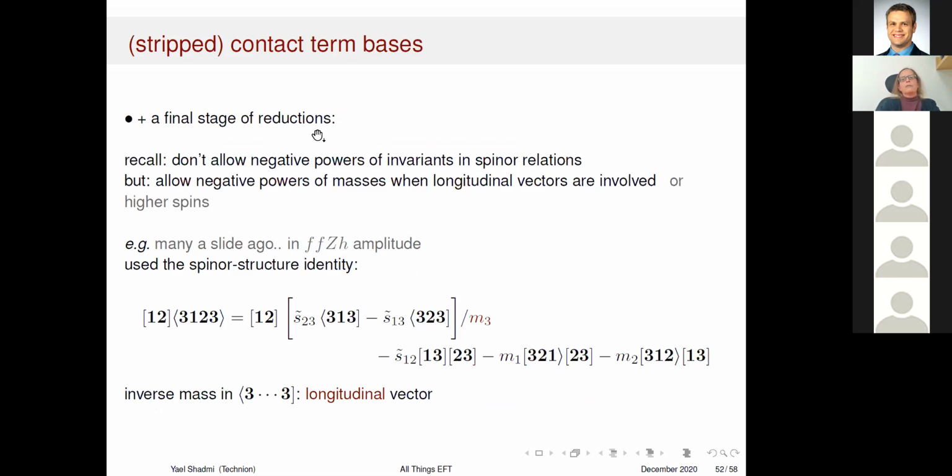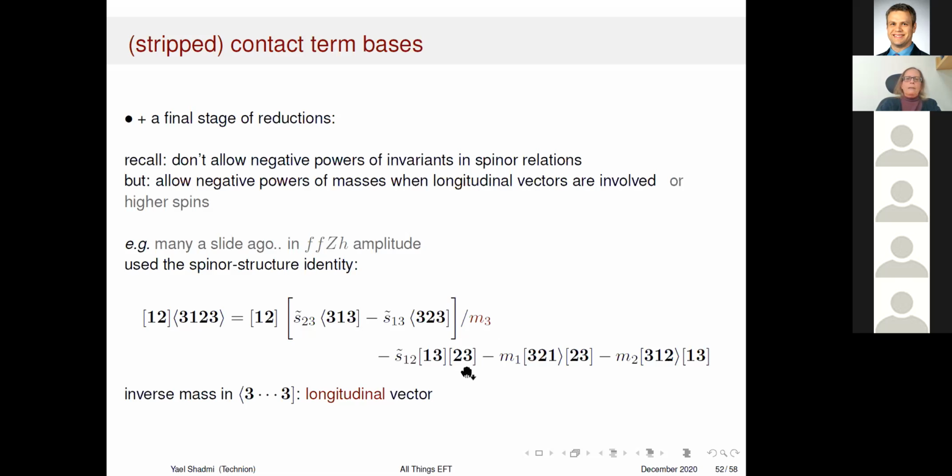There's a final stage of reductions that you need to do at the end of the day, which really relies on some massive information. As I told you, we don't allow any negative powers of the invariants in spinor relations, but we do allow negative powers of the masses when longitudinal vectors are involved. So for example, when I wrote down this amplitude, I used this type of spinor identity, where you see that over here, I have a vector, the vector 3 has one angle and one square, so it's zero polarization, and it comes with a 1 over m in the denominator.